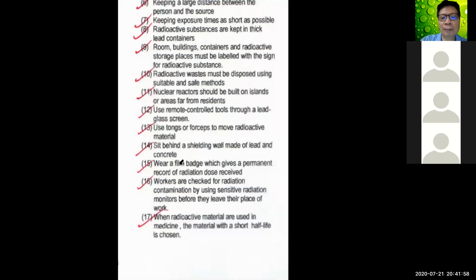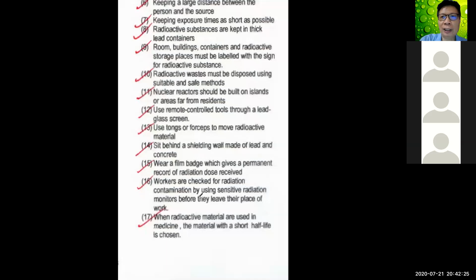And wear a film patch. You know the photography film patch can detect, right? When it becomes a dark color already, it means you're exposed to radiation. Wear a special patch to give a permanent record of radiation dose. Workers are checked for radiation contamination by using a sensitive radiation monitor before they leave their place.